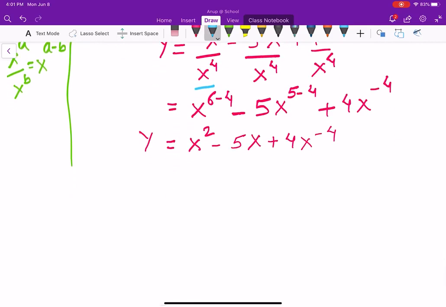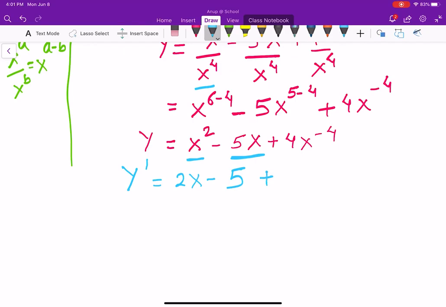Alright, so what is the derivative? What is y prime? The derivative of x squared with respect to x, by using the power rule, will be 2x, right? And then minus, what is the derivative of 5x? The derivative of 5x with respect to x will be 5 times the derivative of x with respect to x, which is just 1, so 5 times 1 will be 5, plus 4 times x to the power minus 4.